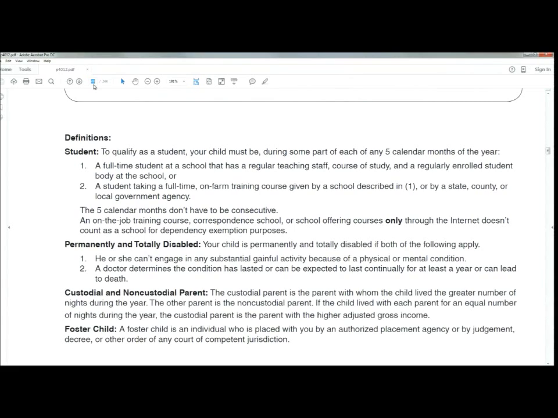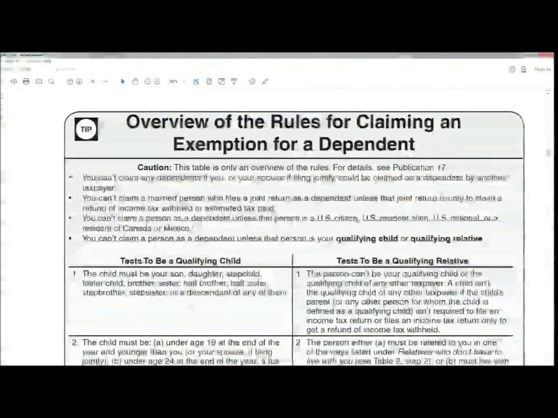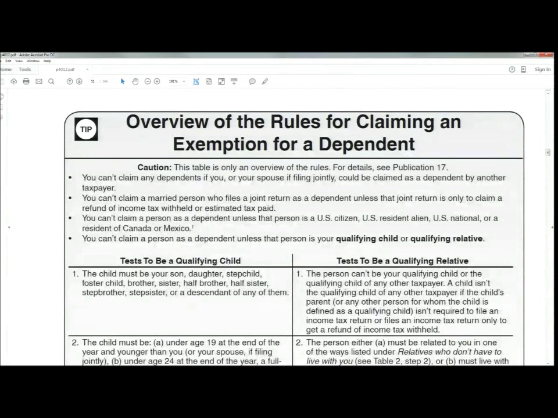Okay, now, specifically about dependents. This is page C3 of Publication 4012. First of all, the top part of that, the header, those are general rules. Those apply to both the qualifying child and the qualifying relative side of things. The person who wants to claim a dependent can't be eligible to be a dependent themselves.